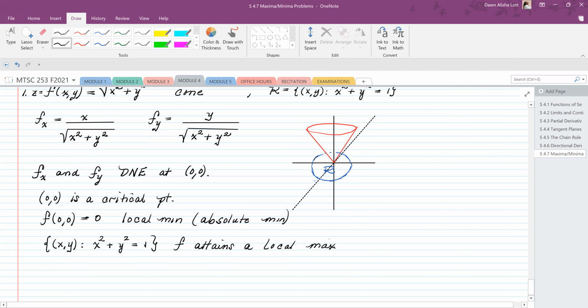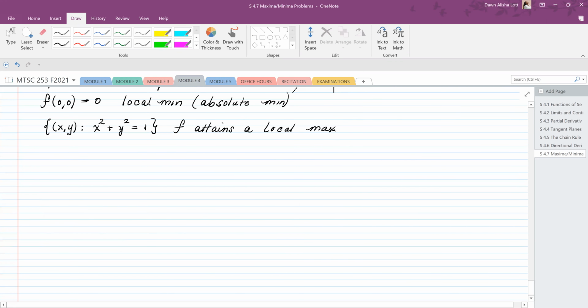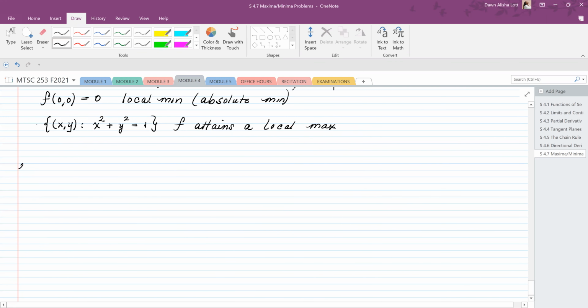Okay, now let's do a real problem. Number 2, f of x, y is equal to x cubed minus 3xy squared. So f sub x is 3x squared minus 3y squared. And f sub y is equal to negative 6xy.